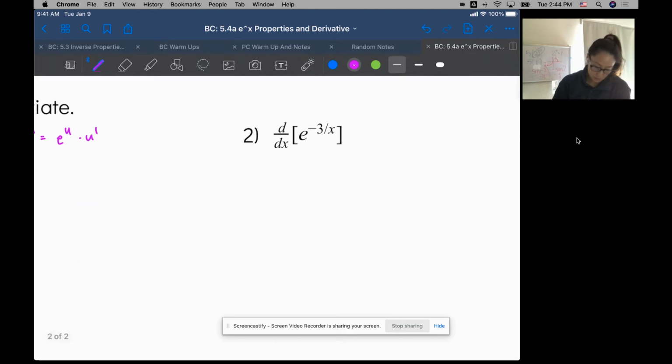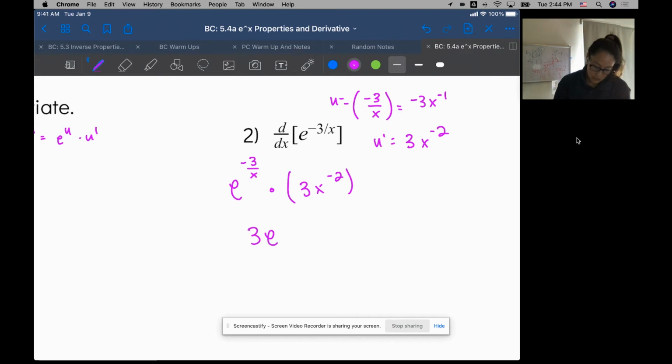Okay, number 2. So again, same thing. We have e to the, everything's going to stay the same. So e to the 3 over x times the derivative of negative 3 over x, which can be rewritten as negative 3x to the negative 1. So when I take the derivative of that, we'll call that u, u prime is equal to, we multiply, so 3x, and then we decrease the power to the negative 2. So 3x to the negative 2. Let's just write it nice. It's 3e to the negative 3 over x, all over x squared.